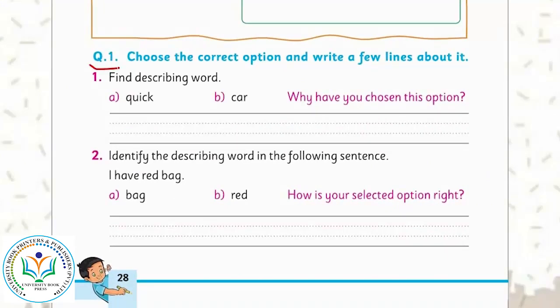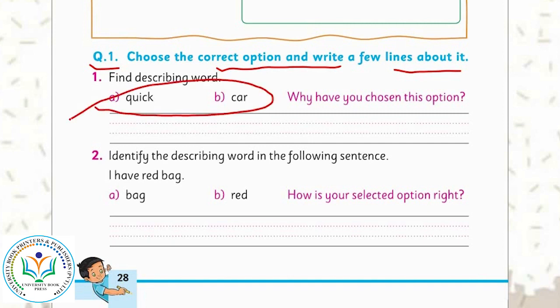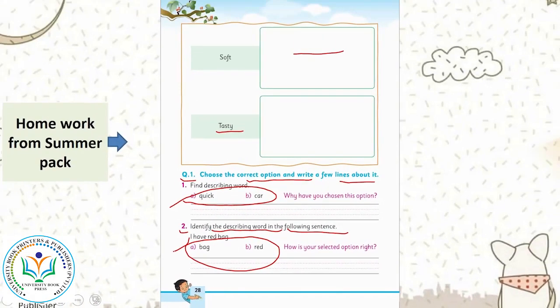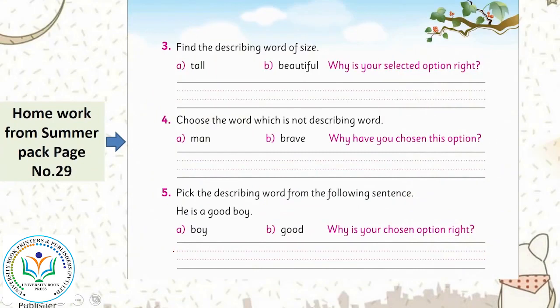Question number 1 here, choose the correct option and write a few lines about it. Find describing words. You have to find the describing word from these options here. The second one, identify the describing word in the following sentences. I have a red bag. You have to choose the describing word from these options here. This is also your homework from summer pack, page number 29. Question number 3, 4 and 5.